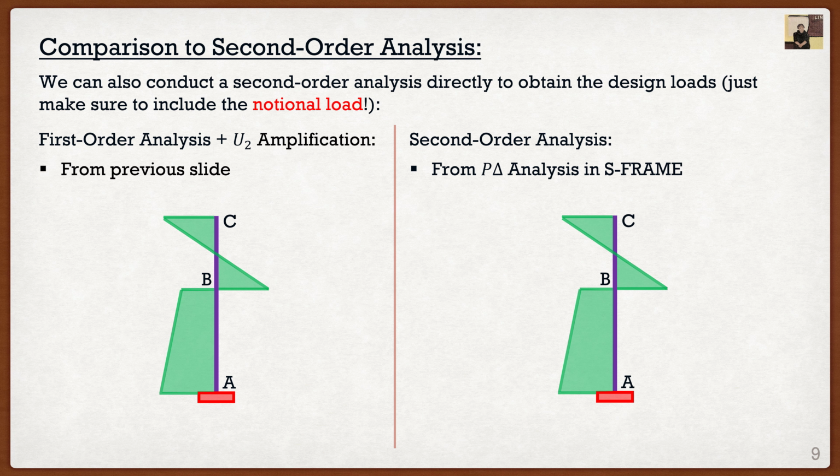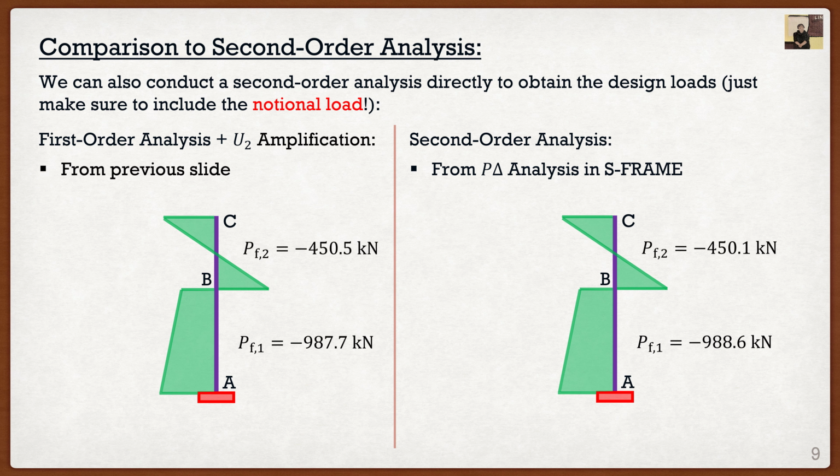If we compare the axial load of the first story from our analysis in the previous page, we got negative 987.7, and our second order analysis gave negative 988.6. So as we can see, it's within a kilonewton. Very nice. How about column BC? Well, again, from the previous slide, we got negative 450.5, and our second order analysis got negative 450.1. So it's 0.4 kilonewtons off. It's looking pretty good for axial load, but how about moment?